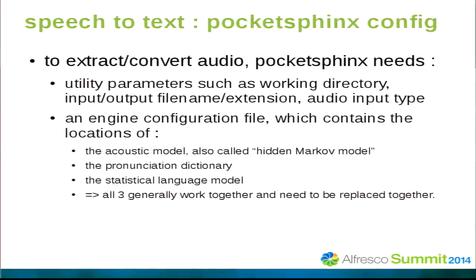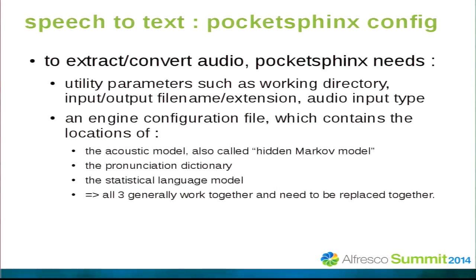So basically, for PocketSphinx to work, that is the important part. It needs, as you would think, some utility parameters that are not really interesting, like the working directory, what's the input file, what's the output file, what's the input type of the audio, basic stuff. But the most interesting part is the last bit. It's called an engine configuration file, and it works with three parts, which we'll talk about in the next 3 slides.